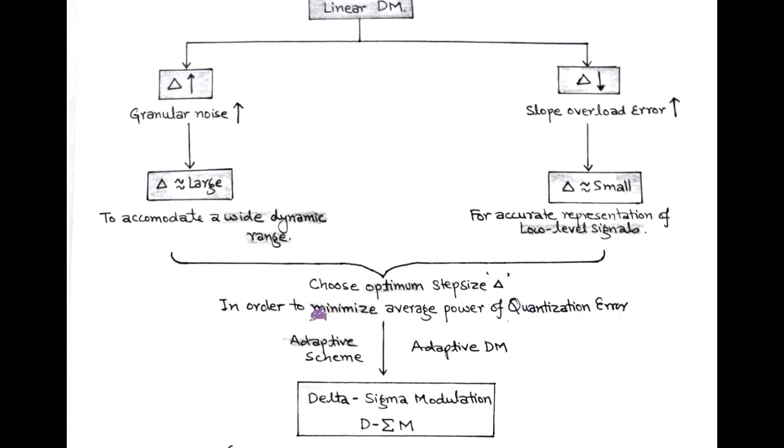For the proper functioning of linear delta modulation, two requirements must be fulfilled. First, DM must accommodate a wide dynamic range, and for this the delta value should be large enough. Second, for accurate representation of low level signals, we take a small value of step size delta. Accordingly, the step size delta has an optimum value, neither too large nor too small. And we move to an adaptive scheme that is called adaptive DM.